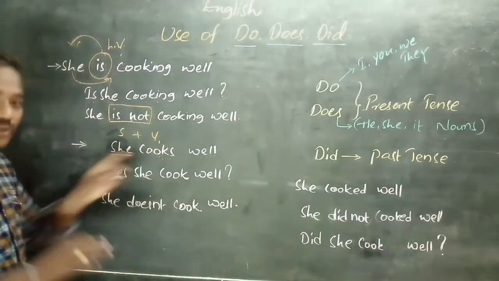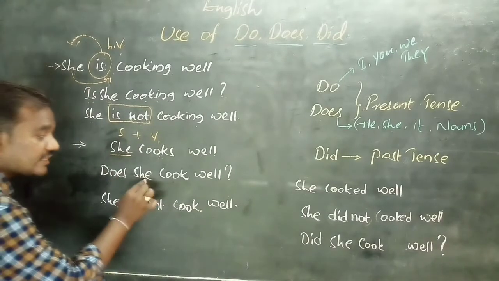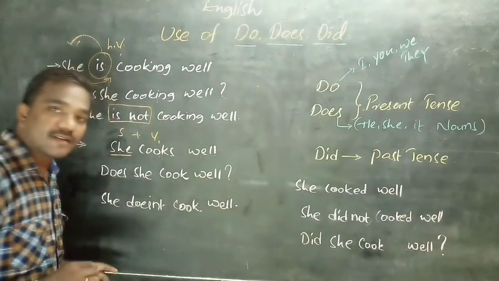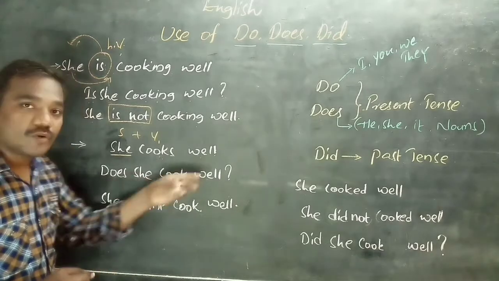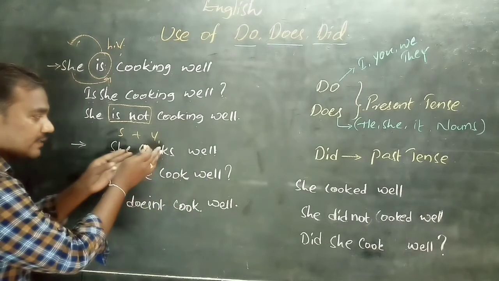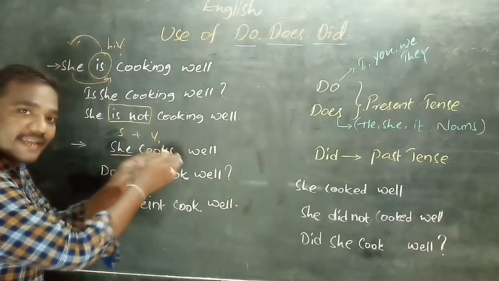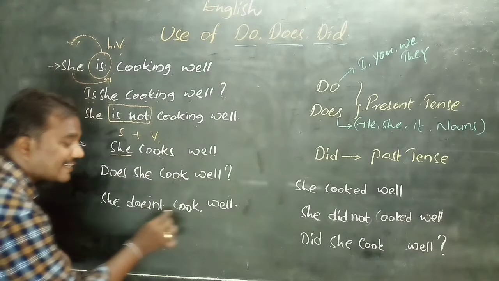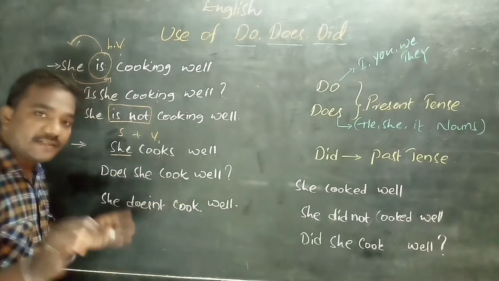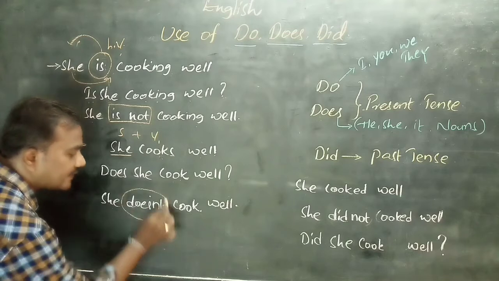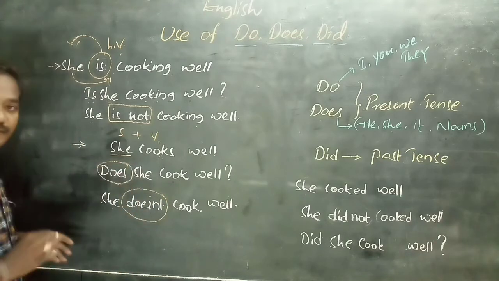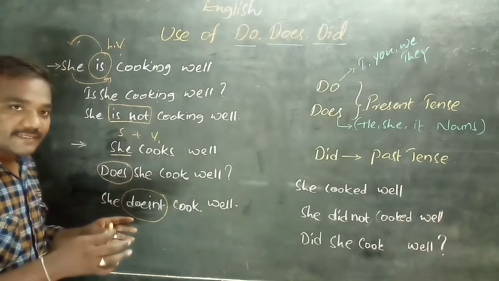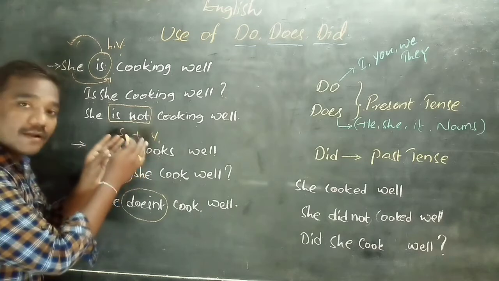In present tense, she cooks well. Does she cook well? Simple. She cooks well can be converted into negative: she does not cook well. See, I added doesn't and I added does. Right. Next, this is in the case of present tense.